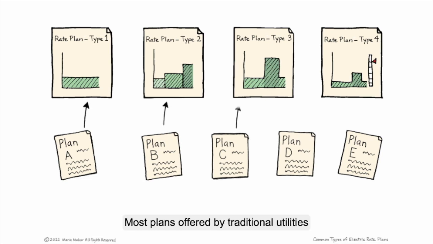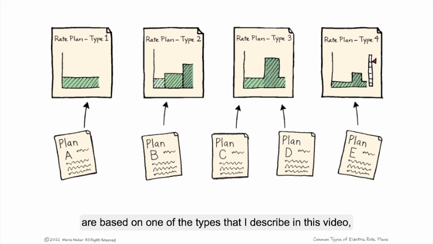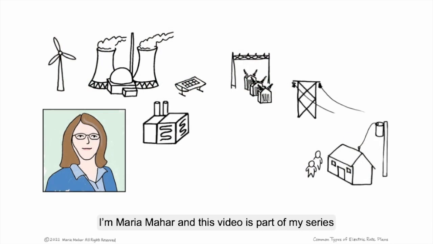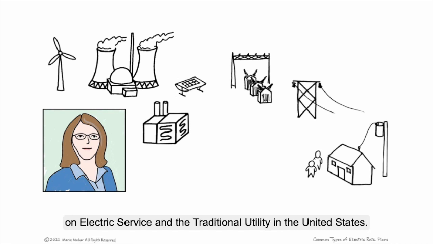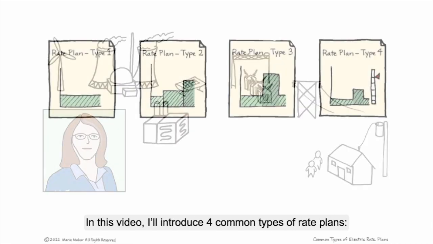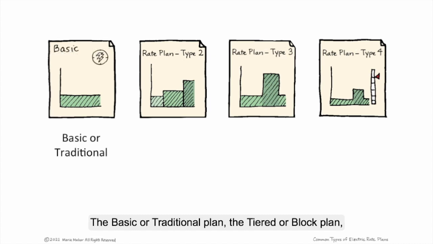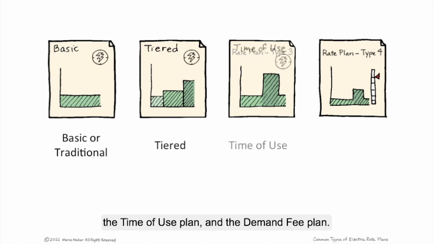Most plans offered by traditional utilities are based on one of the types that I describe in this video, though each utility may customize its plans to some degree. I'm Maria Maher, and this video is part of my series on electric service and the traditional utility in the United States. In this video, I'll introduce 4 common types of rate plans: the basic or traditional plan, the tiered or block plan, the time of use plan, and the demand fee plan.